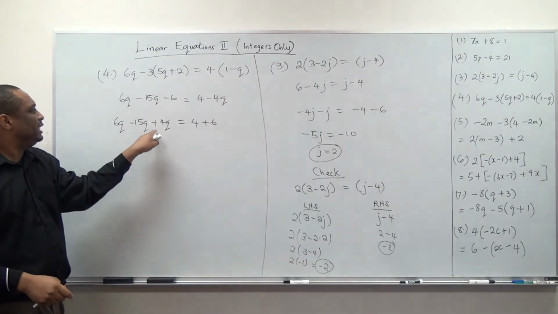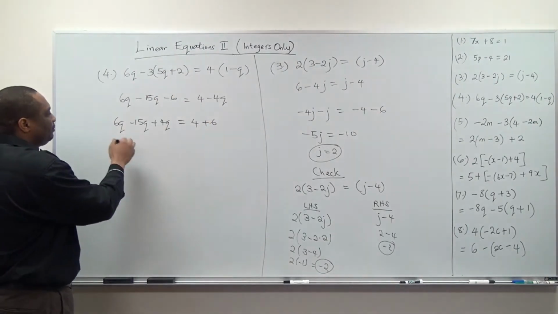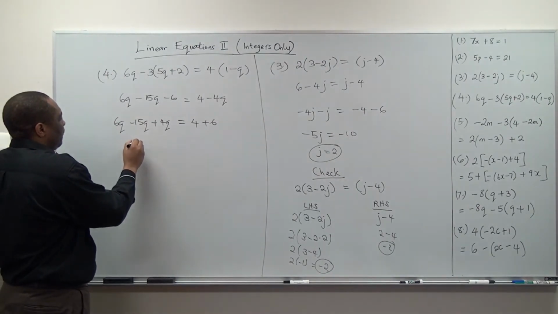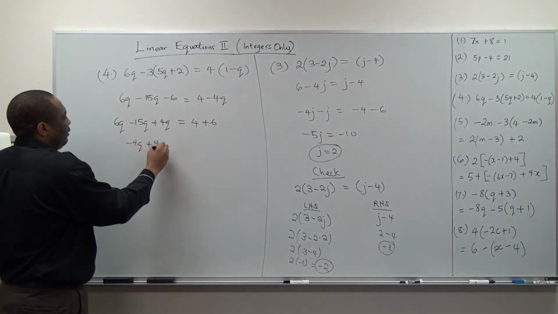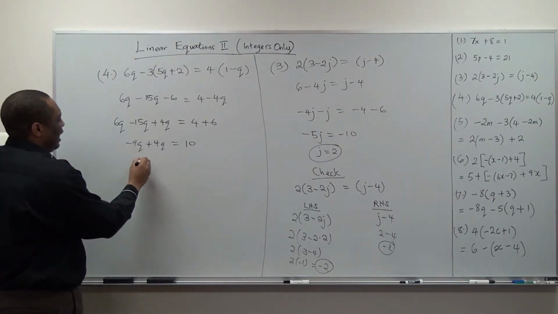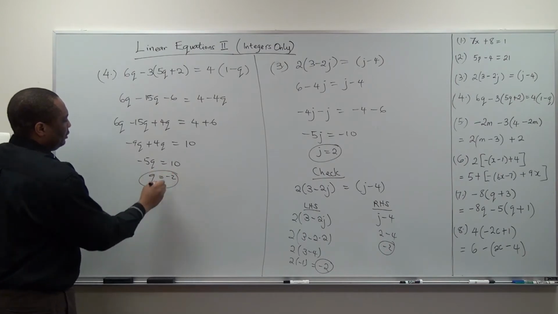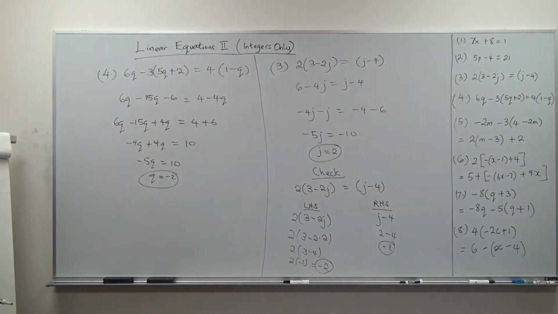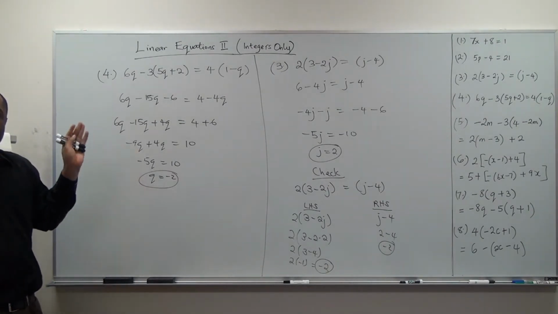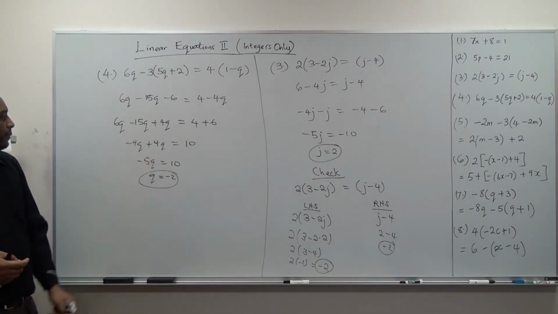When it comes over, it changes sign. When it moves over, it changes sign. So this will be what? Negative 9q plus 4q equal to 10. And this will give you negative 5q equal to 10. And q will be negative 2. If you divide both sides by negative 5, you get negative 2. Okay, now you need to view the video on adding and subtracting variables, so you know what I did here.